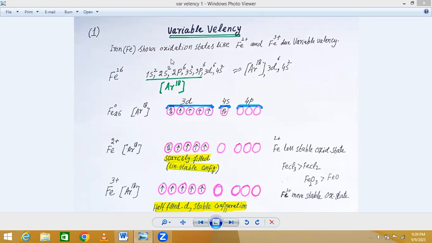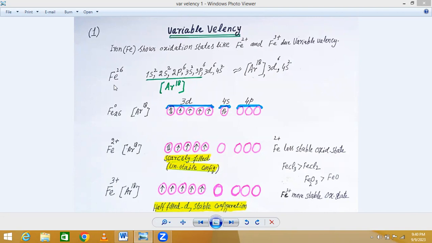Bismillahirrahmanirrahim. Today's topic is variable valency. Iron shows oxidation states like ferrous and ferric, with 2 plus and 3 plus oxidation states. So iron is showing variable valency.